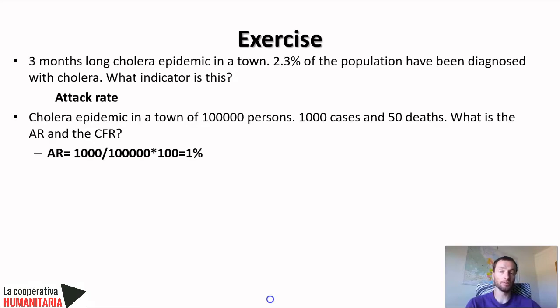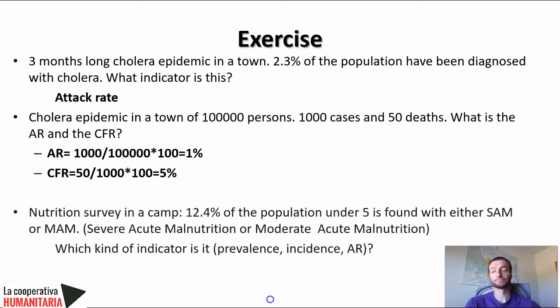So it's the total number of people affected by cholera divided by the total population, and in this case, we use 100. So 1% of the population were affected. The case fatality rate would be the total number of deaths, 50, divided by the total number of cases, not the population, only the cases, 1,000, multiplied by 100. In this case, 5% of deaths, okay?